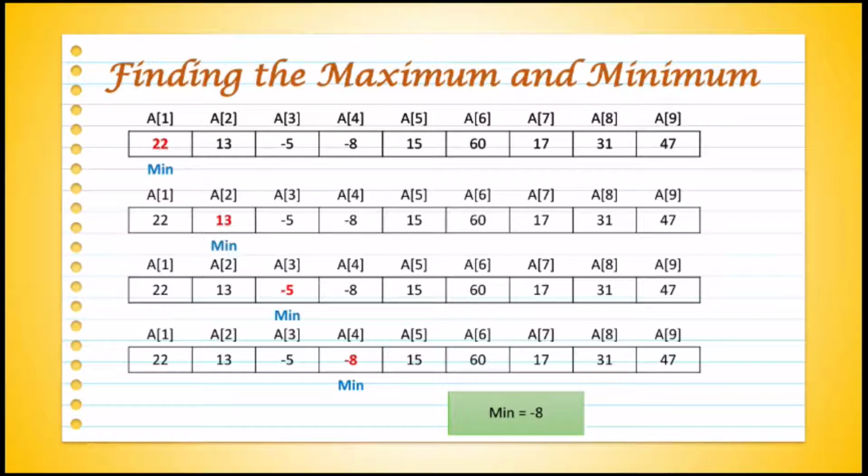So in this way we can find the maximum value and minimum value from the given list. Now we will see the algorithm for this technique.